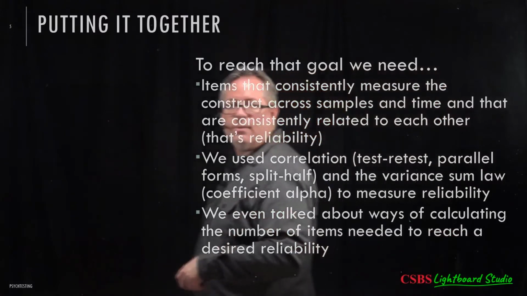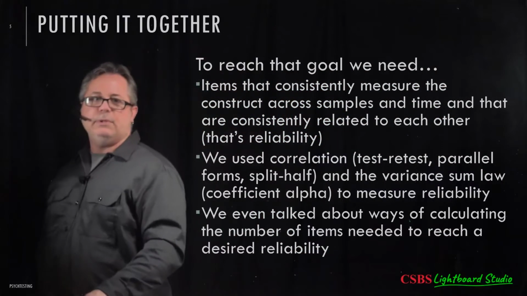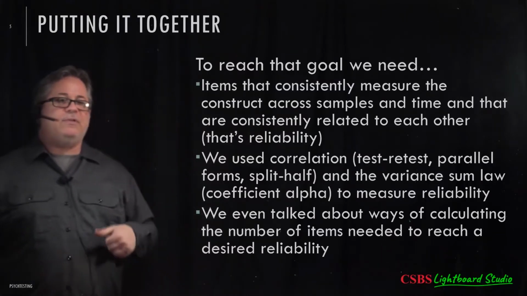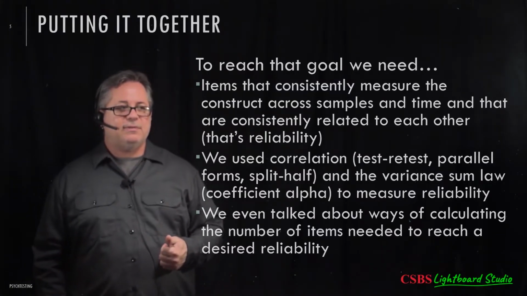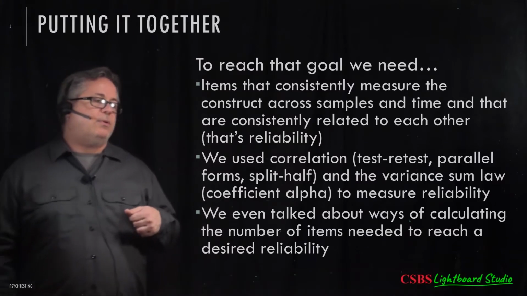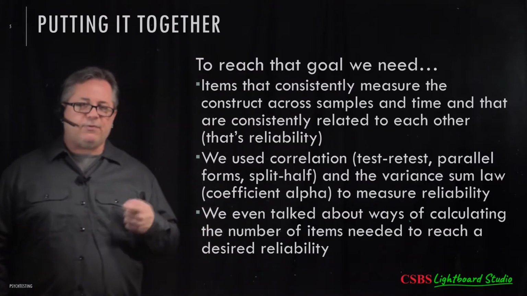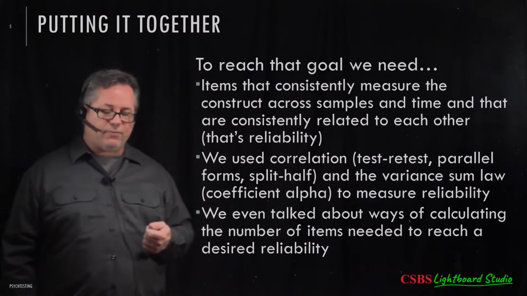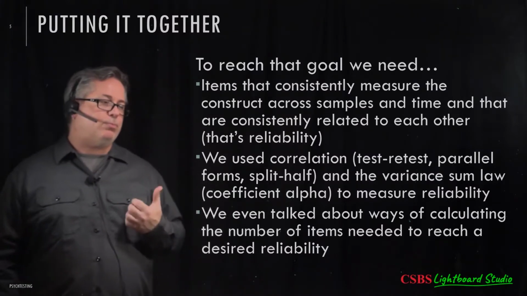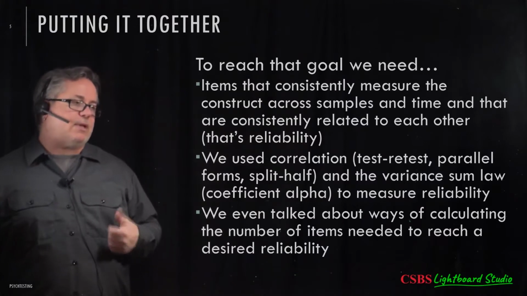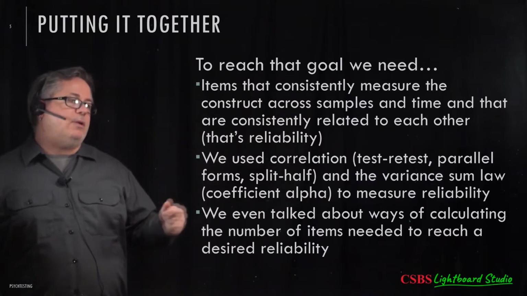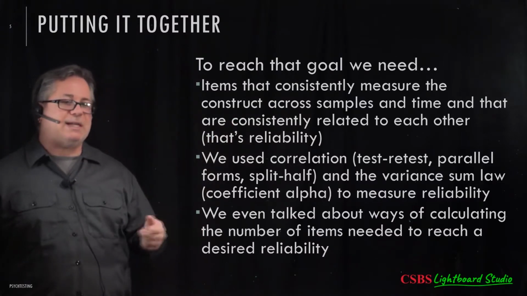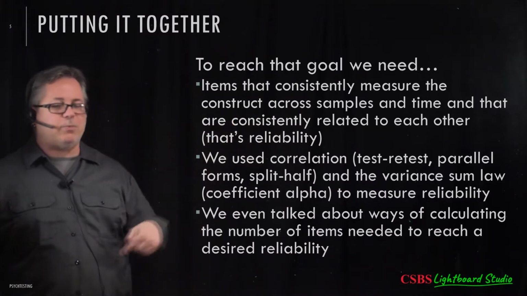We also need items that are consistent. They need to measure the construct across samples and time, and are consistently related to each other. So I'm summarizing this because I want you to get an idea of how difficult, how complex this sounds as a job for us to do. We've got to have things that we can prove are valid, or at least have evidence that they're valid. They need to be consistent across samples of people, consistent across time, and internally consistent with one another.